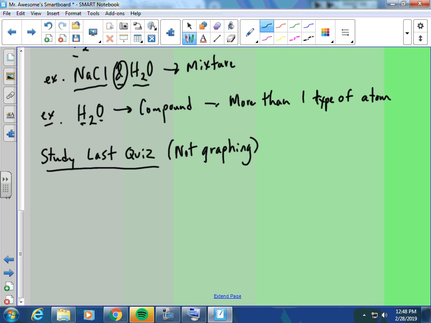At point A, the beginning of observations, the substance exists in a solid state. Material in this phase has blank volume and blank shape. So the thing with solids is no matter what the container, the shape is always going to stay the same. No matter what the container that we put the solid into, it's still going to take up the same amount of space. So the way we put that is we say it's a definite volume and definite shape.